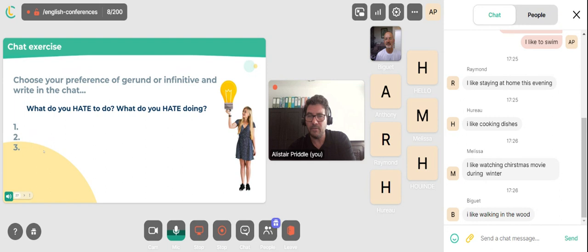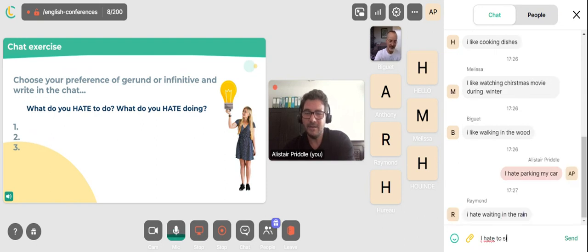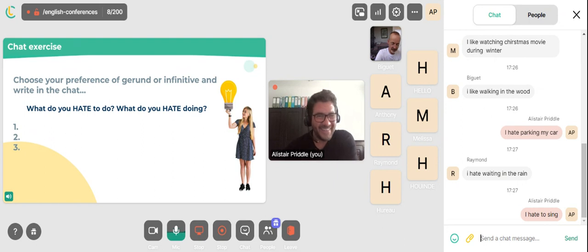Let's try and think about what you hate to do or what you hate doing. This is the opposite of like, of course. So I'm going to put an example in. I hate parking my car. That's something I hate to do. I hate to sing as well.